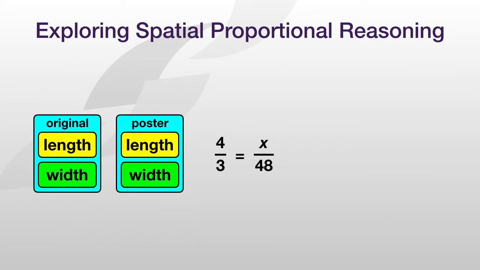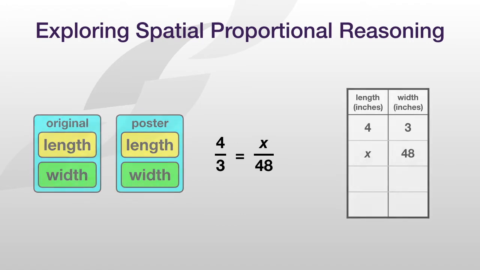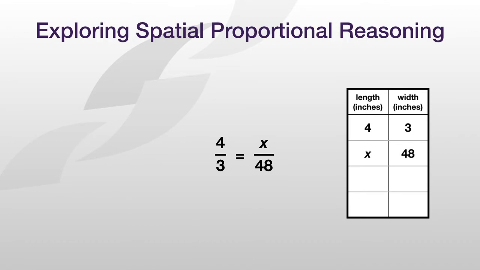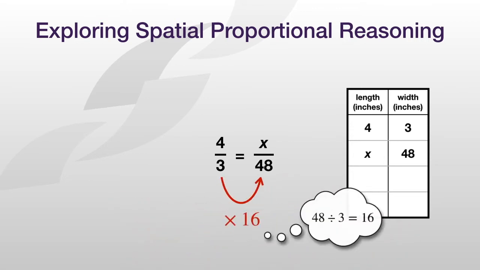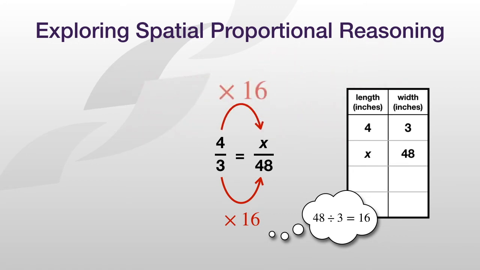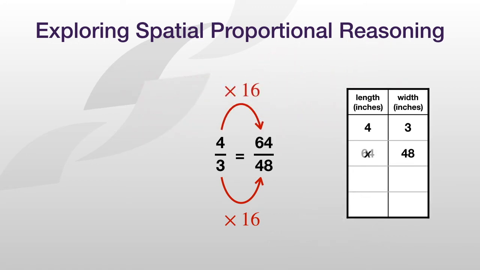The ratio of length to width is the same in the original photo as it is in the poster. X represents an unknown value, the length of the poster. This information can be organized in a table of equivalent ratios. Notice that multiplying 3 by 16 gives 48. Applying the same scale factor to 4 gives X a value of 64.